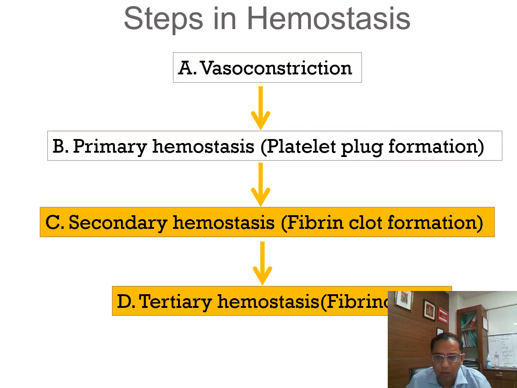So what are the steps in hemostasis? We have already covered that in our first lecture, but just to reiterate, vasoconstriction is the first process, followed by primary hemostasis or the platelet plug formation. This lecture will essentially cover secondary hemostasis or the fibrin clot formation. So fibrin is going to trap the red cells and form a fibrin clot, and this is essentially how the bleeding stops. And last is the tertiary hemostasis or fibrinolysis.